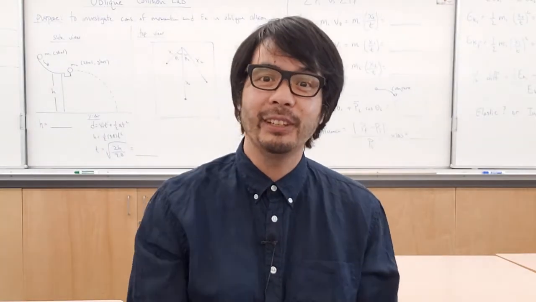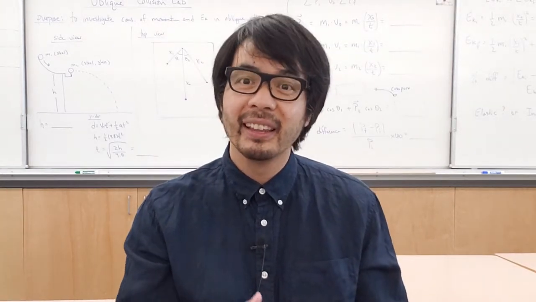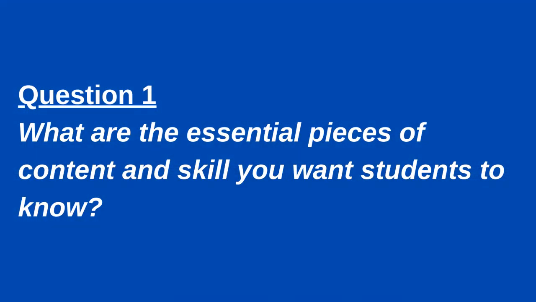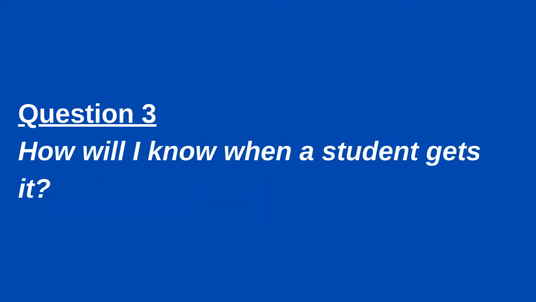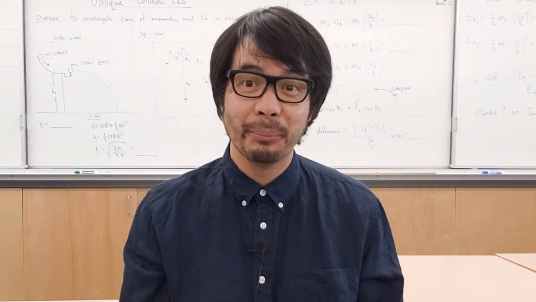To get started teaching and evaluating science skills through our curricular content, consider the following questions. Number 1, what are the essential pieces of content and skill you want students to know? Number 2, how can I evaluate this effectively and, if possible, creatively? And number 3, how will I know when a student gets it? This last question helps me determine what an A would look like in my class.